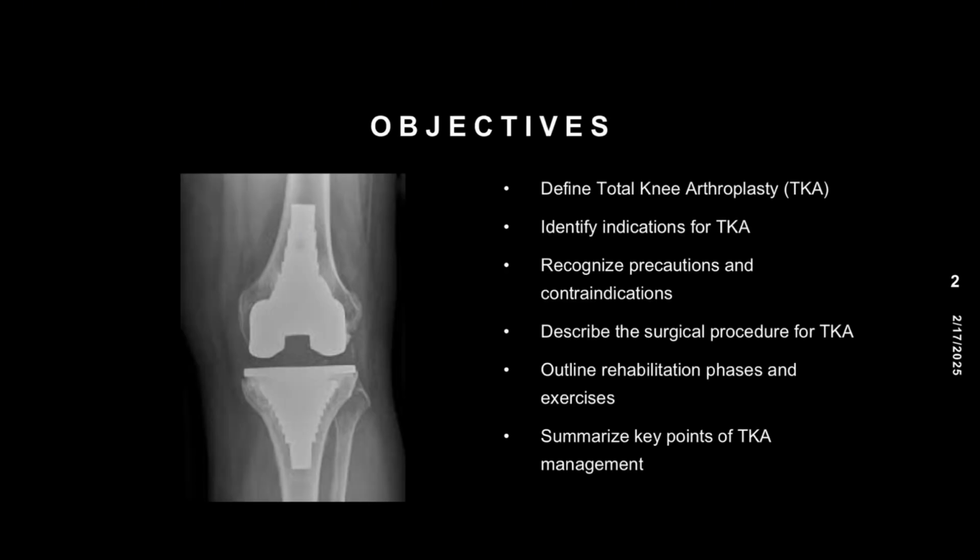So we've all, at this point, I would assume that everybody in here has worked with or at least seen a total knee arthroplasty. So none of this should be super new, but some of the objectives that we have today are define what a TKA is and some of the indications for receiving a knee arthroplasty. We're going to recognize precautions and contraindications to keep you from getting that procedure done, describe the surgical procedure and outline the rehab phases with exercises included, and then also summarize any key points at the end to make sure that we are all on the same page.